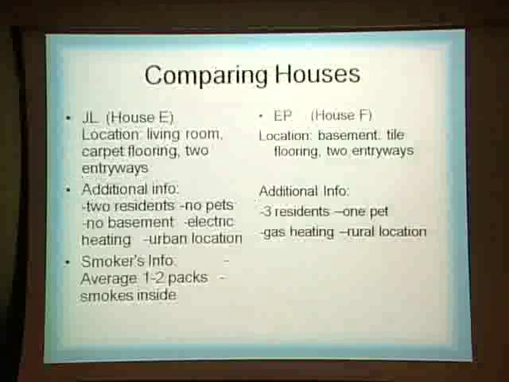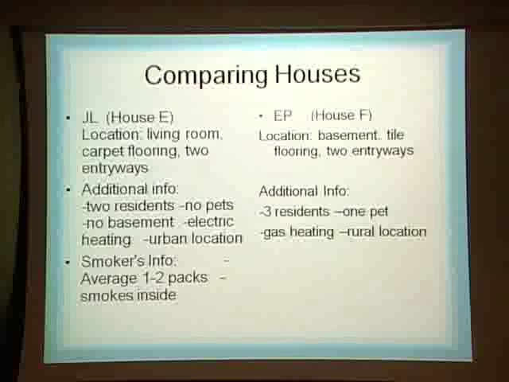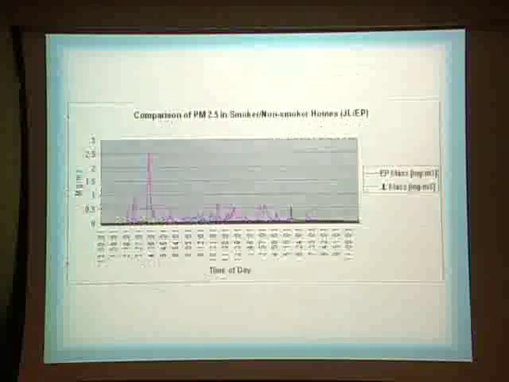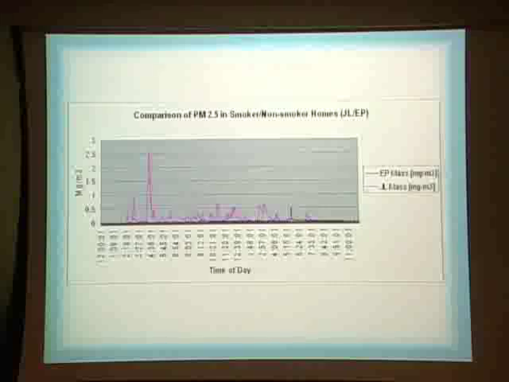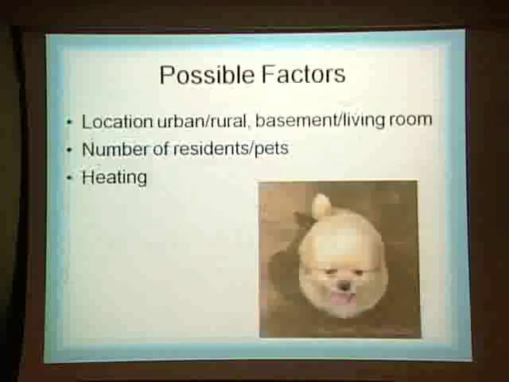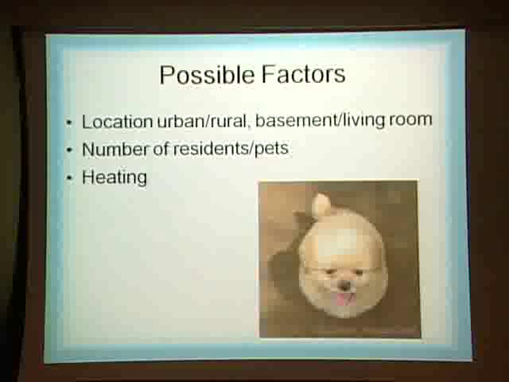So the next 2 houses were in an urban and rural area. The first one was a smaller area and a smaller house. It was a little apartment. The second one was probably a normal house. So in this second one, you can see that in a smaller area with a smoker, the levels are way beyond the normal recommended air quality for outside. And some of the factors are location, the rooms that it was taken in, pets, and the heating.